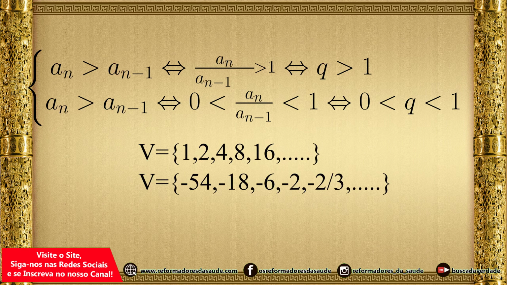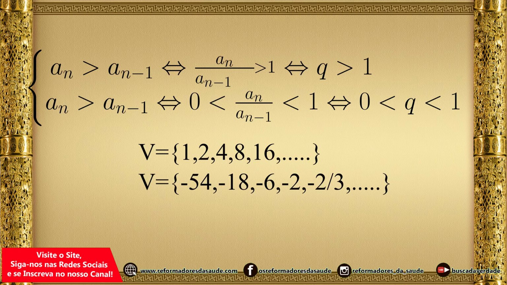Let's say we have the sequence 2, 4, 8, 16, and so on. See, let's say that the a index n is 8 and the a index n minus 1 is 4. If I divide the a index n by a index n minus 1, then the value will be 2, and 2 is greater than 1. As shown in the recurrence formula.